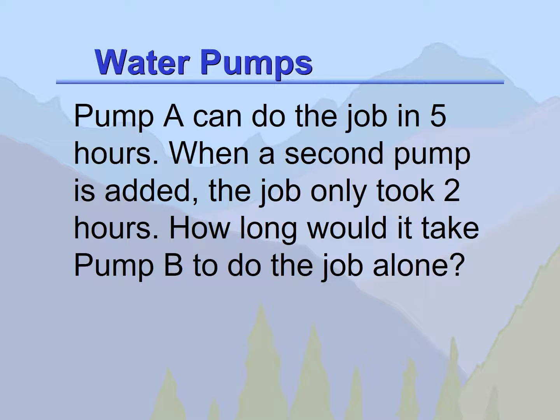All right, water pumps. This is another work problem. Let's say pump A can do the job in 5 hours, and then a second pump is added. And the job only took 2 hours when the second pump was added. So we don't know how long the second pump would have taken by itself, but we know that when pump A and pump B were working together, it only took them 2 hours. So our mission is to figure out, if the second pump was working by itself, how long would it have taken to get the job done?